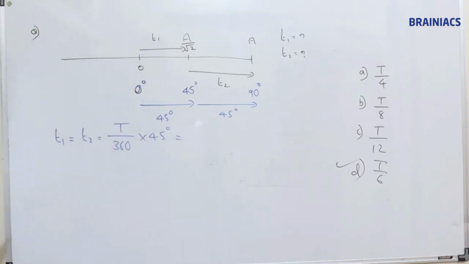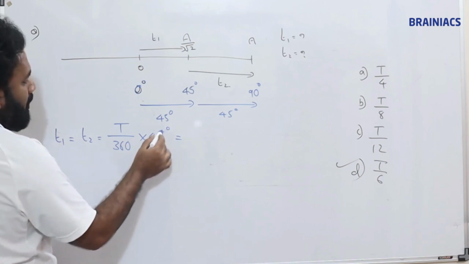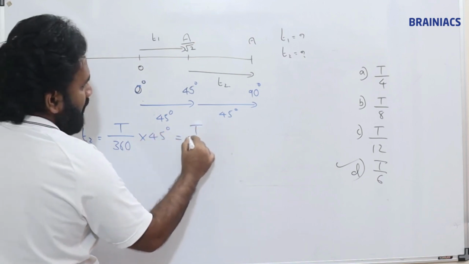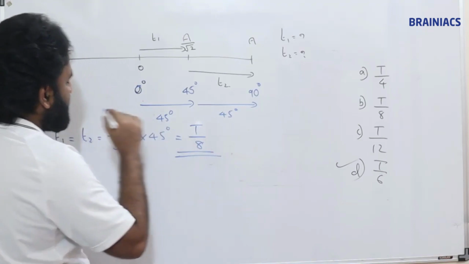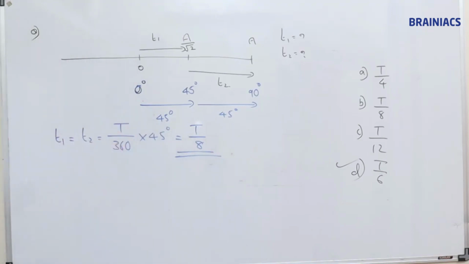So for 45 degree each, T1 equals T2 equals T by 360 into 45. Simplifying this, we get T by 8. This is the answer for this question.